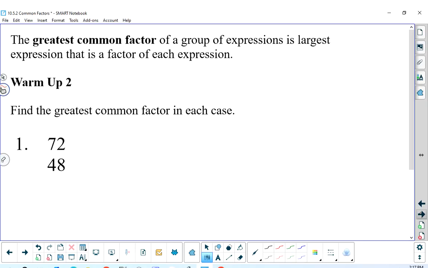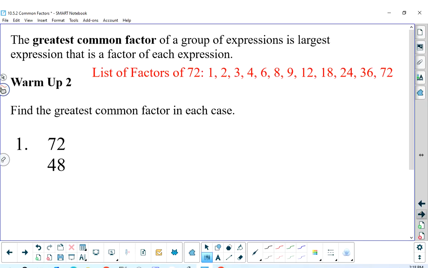Now we're going to look at the greatest common factor. So we're going to start off with numbers here. And I've already pulled up and typed in all of the factors of 72. So you can take a second and scan that list, but basically every number in that list can be multiplied by something else to give 72.